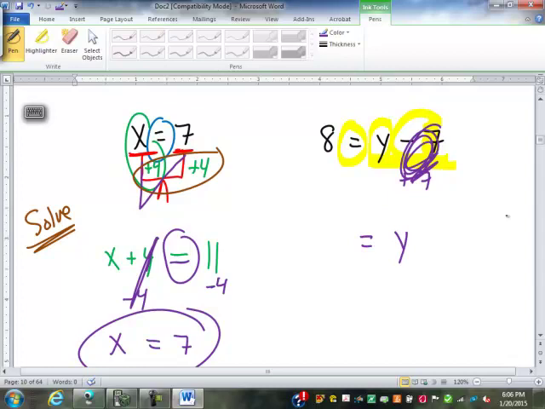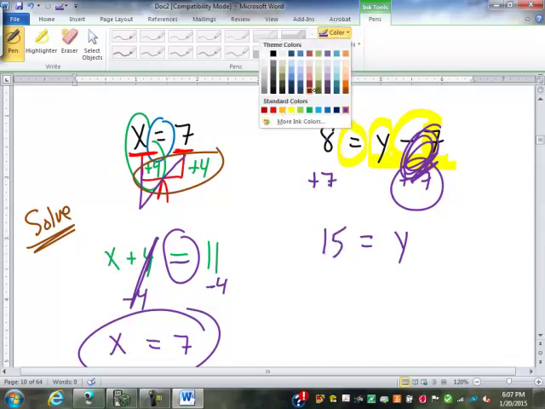But remember, to keep that scale balanced, we have to do the exact same thing to both sides. So we subtracted 7 over here, we add 7 over here. 8 plus 7 is 15.